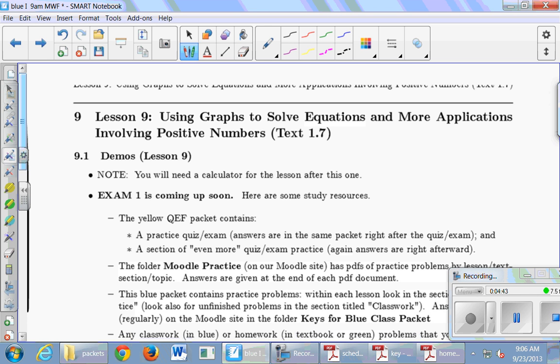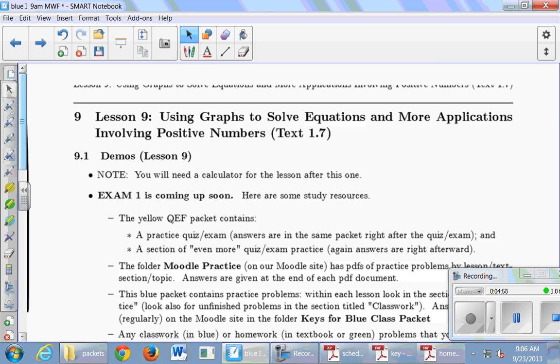First, you will need a calculator for the lesson after this one, not today. You don't need a calculator today, but just a heads up, Wednesday you're going to bring a calculator, all right? Wednesday, bring a calculator. Okay, exam one we have not talked about, but it's coming up soon.